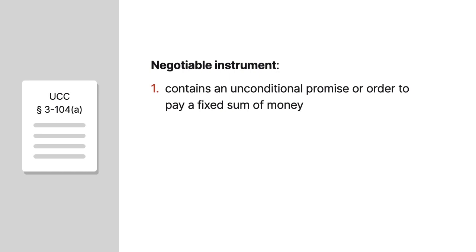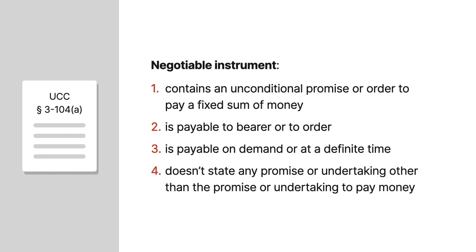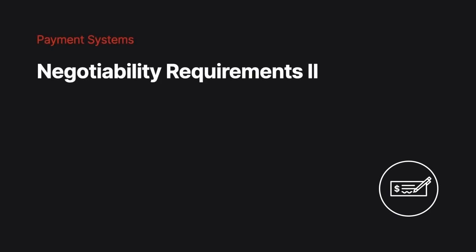As you may recall from another lesson, for an instrument to be negotiable under Article 3, it must contain an unconditional promise or order to pay a fixed sum of money, be payable to bearer or to order, be payable on demand or at a definite time, and not state any promise or undertaking other than the promise or undertaking to pay money. We've already discussed the first requirement. Now let's look at the second and third requirements.